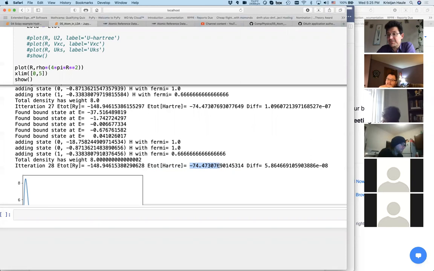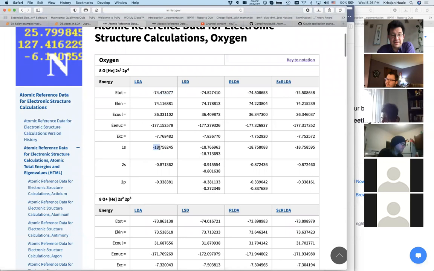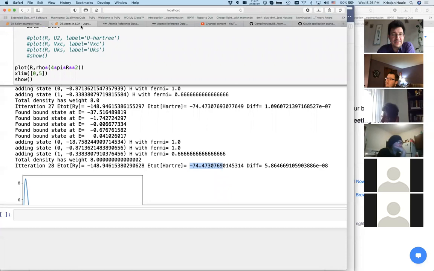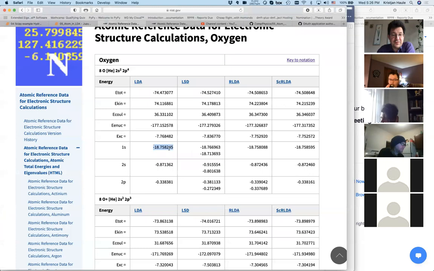Okay, so in other words, we have all significant digits that are in the NIST database. So we don't have a systematic error, or the systematic error is smaller than what is available in the NIST database. We can also check the bound state energies. The 1S state is supposed to be minus 18.758245. Ours is minus 18.758244449, which is 45, I guess. 45, yeah. Okay, so all digits are correct.